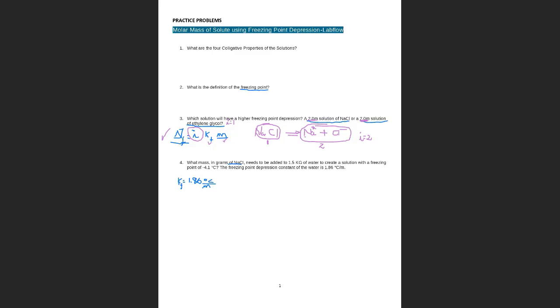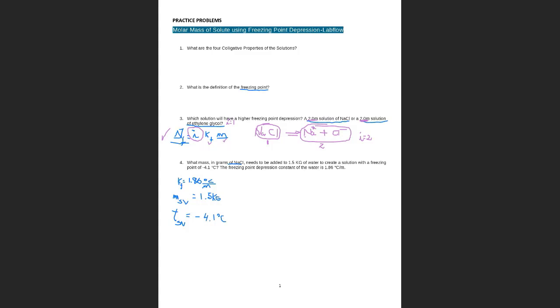They give us the mass of the solvent, 1.5 kilograms. And they give us the freezing point of the solution. Is minus 4.1 Celsius. So if the freezing point of the solution is minus 4.1, what is the delta T?